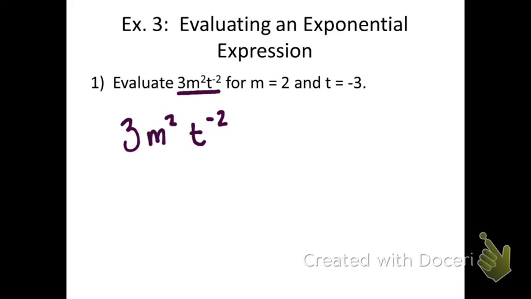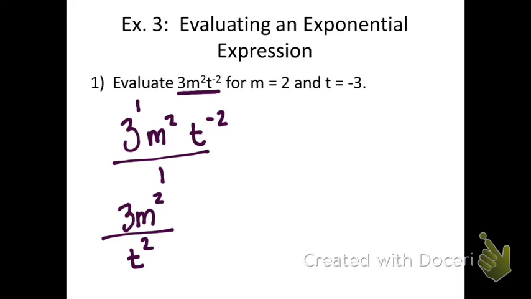So we know that 3 has a power of 1 above it, so that's positive. There's a 2 here, that's positive. But there's a negative 2 here in front of the t, so we want to fix that. So we're going to make this all over 1. So it's going to be 3m squared over t squared. Okay? So if that's the case, we need to substitute.